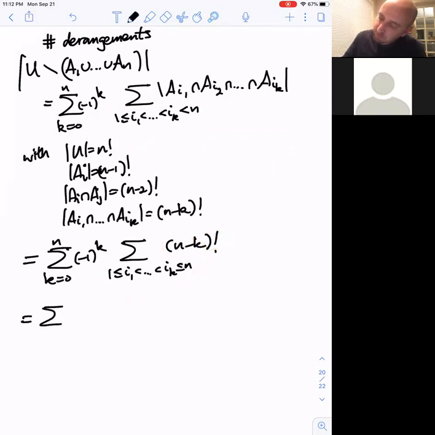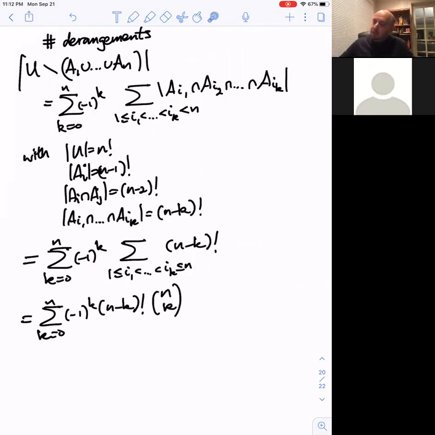And this is just a sum. k goes from 0 to n, minus 1 to the k, n minus k factorial. And then the number of these terms in the sum is n choose k, because that's how many ways we could pick a subset of the indices i_1 through i_k. Okay, that's good, because I like the way this is starting to look. N minus k factorial, remember n choose k has an n minus k factorial down there.